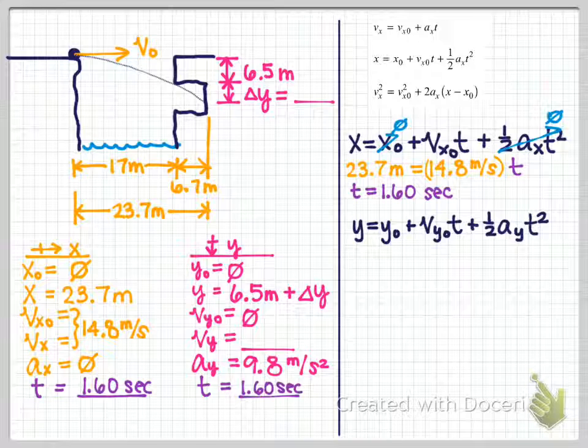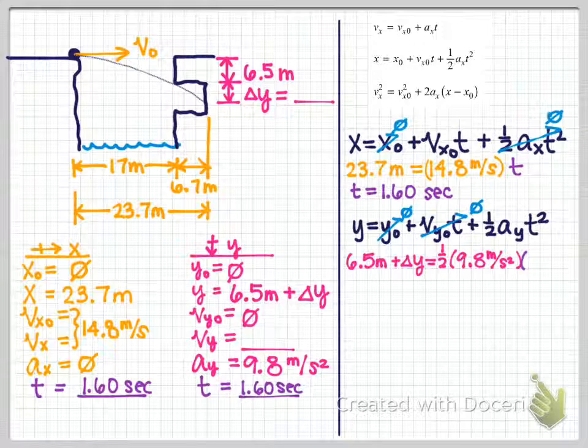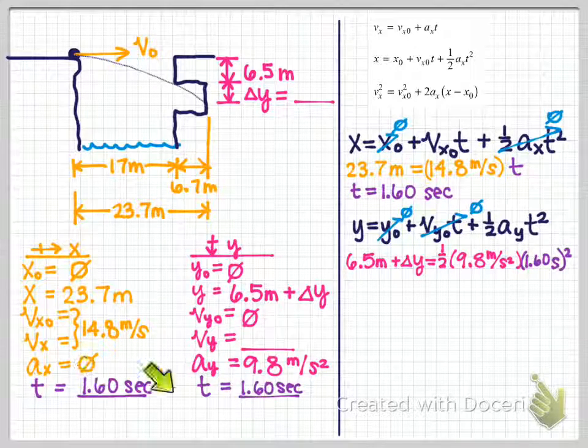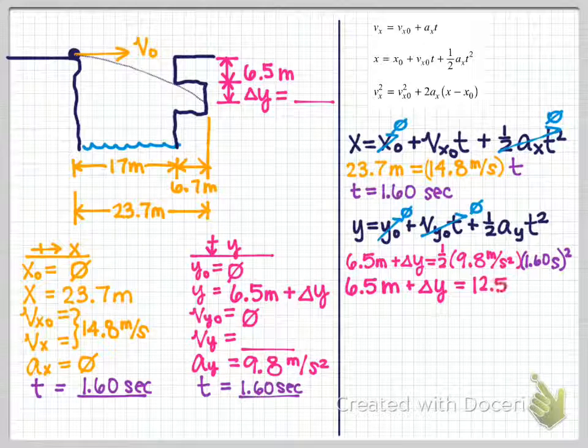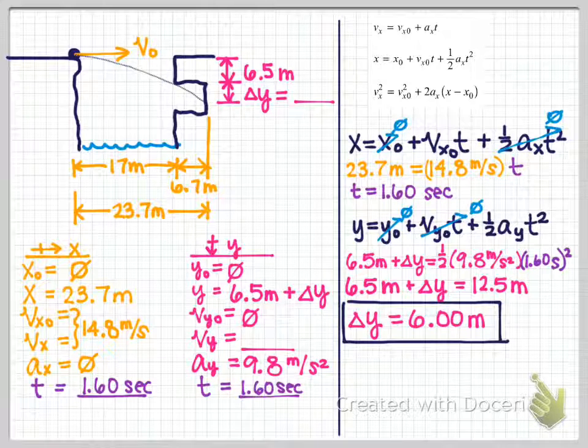Y equals y naught plus Vy naught t plus 1/2 AYT squared. So y naught is going to be 0, and Vy naught is 0, so those go away. So y is my 6.5 meters plus delta y, and that's equal to 1/2 the acceleration due to gravity multiplied by time squared. Of course, we just calculated the time as 1.6 seconds, so we plug that in here. When you multiply this whole side out, half of 9.8 times 1.6 squared, you get 12.5 meters. So 6.5 meters plus delta y equals 12.5 meters. Obviously subtract 6.5 from both sides, and you're left with delta y equals 6 meters, and that's the final answer.